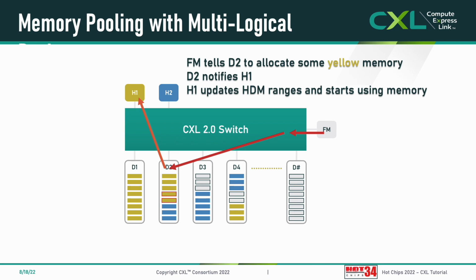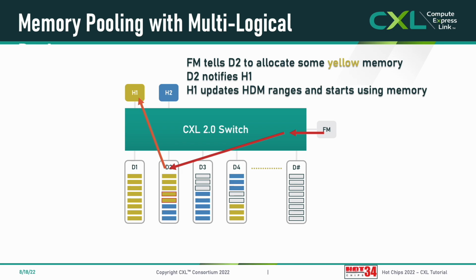So very similar again to the previous example. The FM is going to send a tunneled MCTP command to reallocate some of the memory to the yellow host. The CDAT is updated. The device notifies the host. The host comes out and finds out what's changed, updates the HDM ranges, and then starts using the memory.